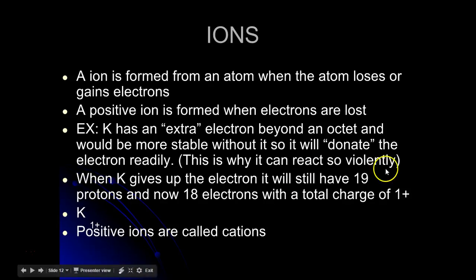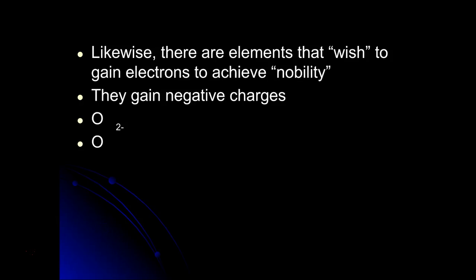Positive ions are called cations. And here you can see potassium. It's hard to tell here, but the +1 is written to indicate that this is a charged atom, so it's an ion. Likewise, there are elements that wish to gain electrons to achieve the octet rule or gain nobility like the noble gases. So they're going to gain negative charges like oxygen. If there are any questions about the octet rule, please let me know.